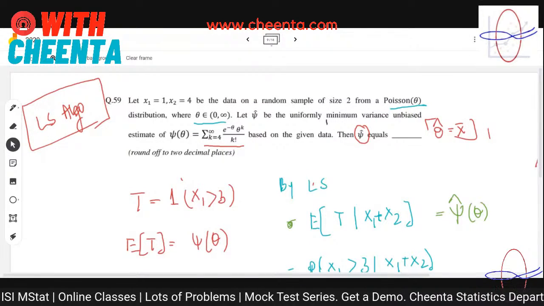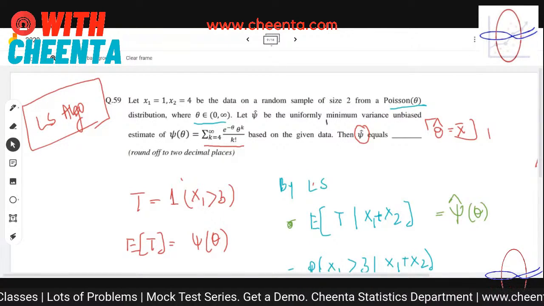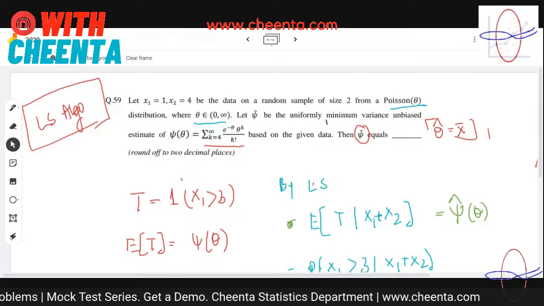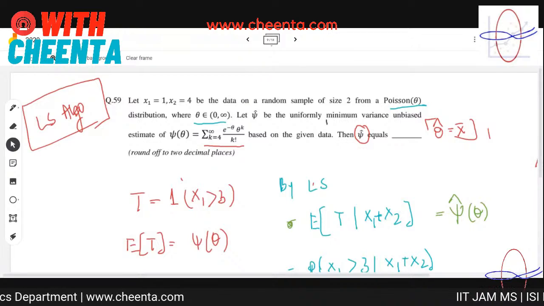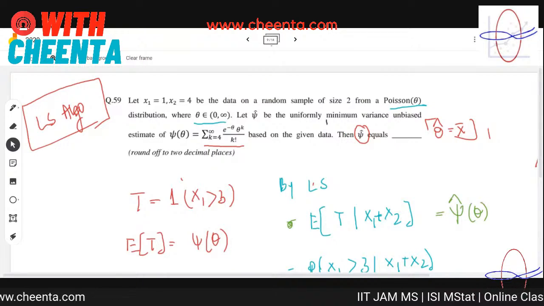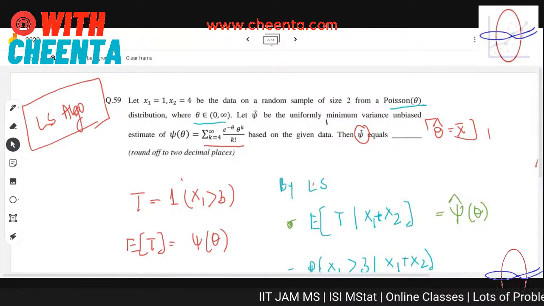Hello guys, welcome back. Today I will be discussing a problem I covered in class. I felt this was the hardest problem in statistical inference for IIT JAM 2020, so I thought I should dedicate some time specifically to it.